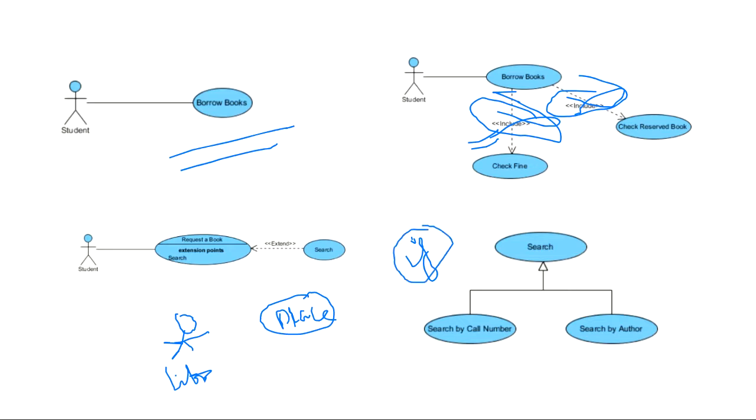You are a librarian, you are trying to place an order, and if the order exceeds a particular amount, you will show some error message or do something, so extend, right? So how will this diagram look? You are a librarian, you are placing an order, and if the value of the order increases beyond a certain amount, suppose you are giving an error message, this is a dotted line, and extend. So this is how the relationship will look.